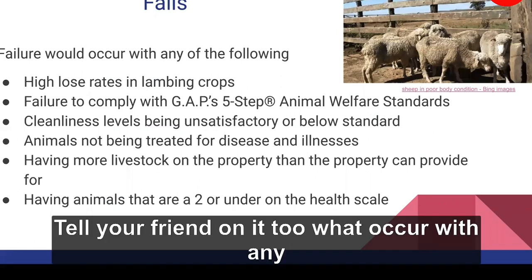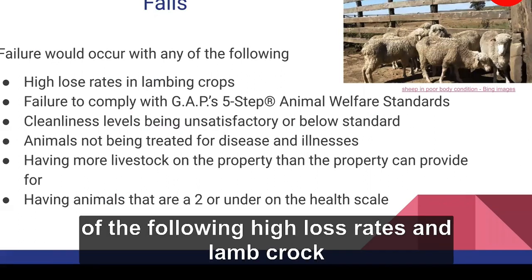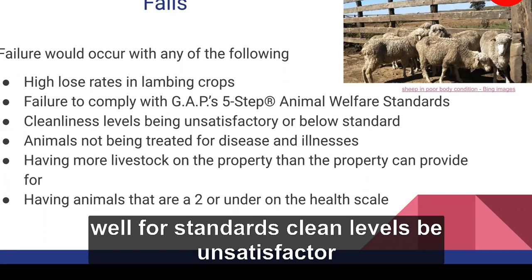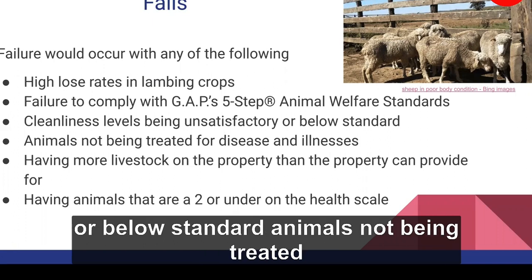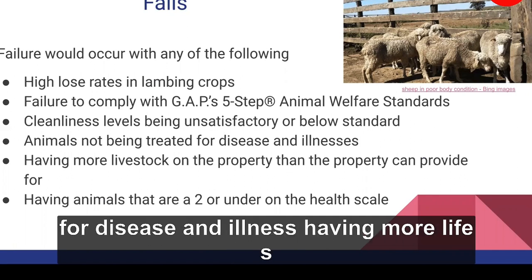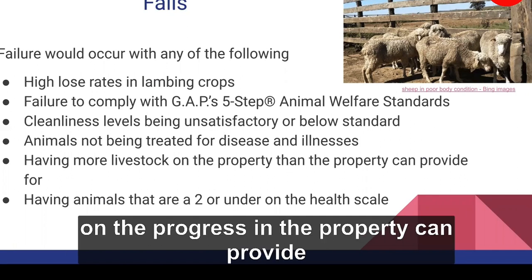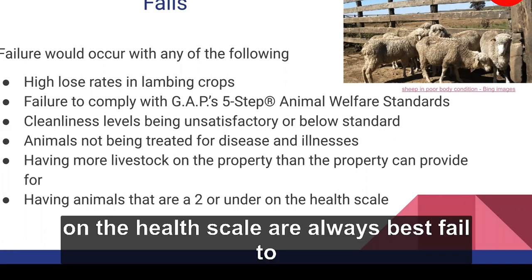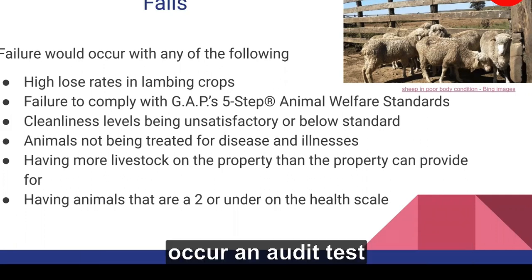Failure for an audit tool would occur with any of the following: high loss rates in lamb crop, failure to comply with the GAP's 5-step animal welfare standards, cleanliness levels being unsatisfactory or below standard, animals not being treated for disease and illness, having more livestock on the property than the property can provide for, and having animals that are 2 or under on the health scale. These are all values that can fail an audit test.